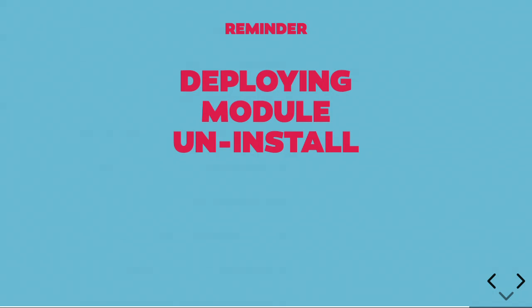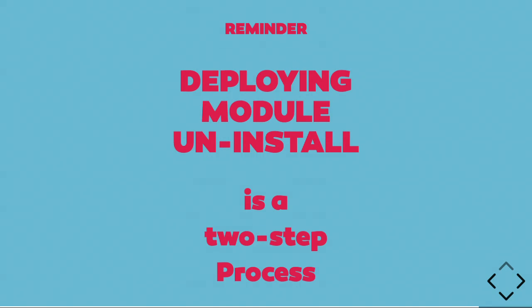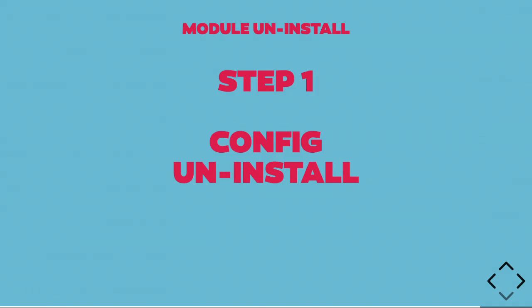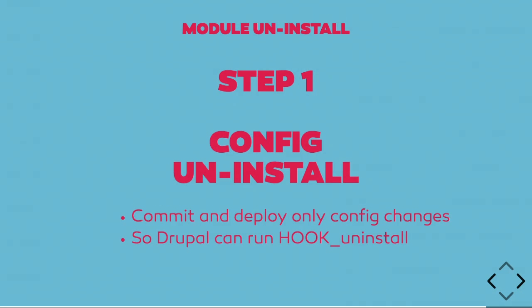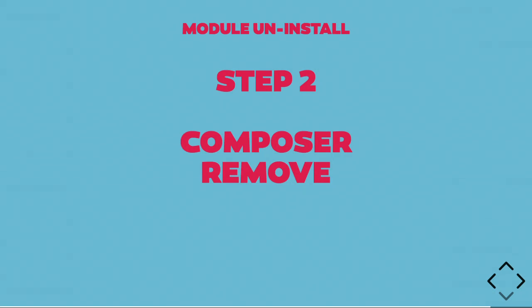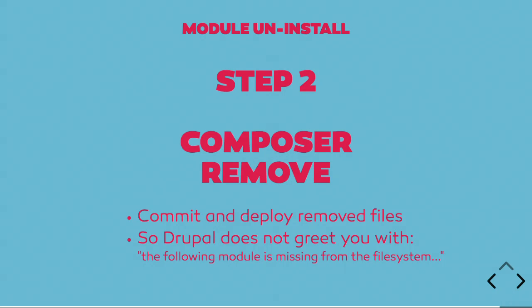And one last reminder that is also on time. If you want to actually uninstall a module, you have to realize that this is a two-step process. You first have to uninstall the configuration, set the module as uninstalled in your core extensions, so this certain module will be removed. And you commit only this change. So Drupal can actually run the hook uninstall and remove key-value entries from your table. And as a second step, you do the composer remove and commit the removed module files. So Drupal will not greet you with the message that the following module is missing from the file system.